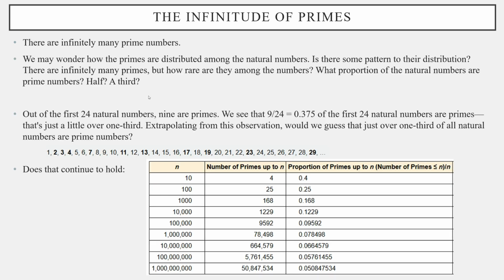It turns out, as we talked about with the infinitude of primes, that there are infinitely many prime numbers. Now, if there's an infinite number, I can't list them all, because it goes on forever.